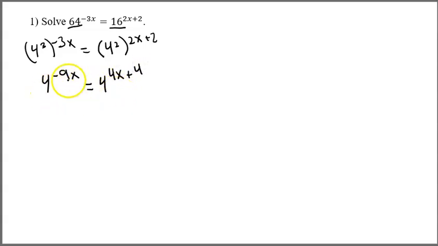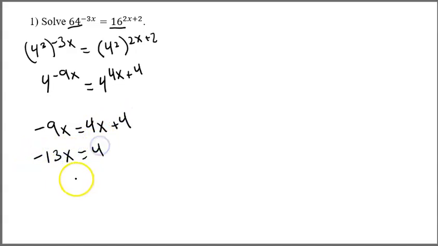Same bases, different exponents equal to each other. Well, the only way that's true is if the exponents are equal, so I'm going to set them equal to one another. To solve this, I'm going to subtract that over, so I get negative 13x equals 4. And so x has to be negative 4 over 13.